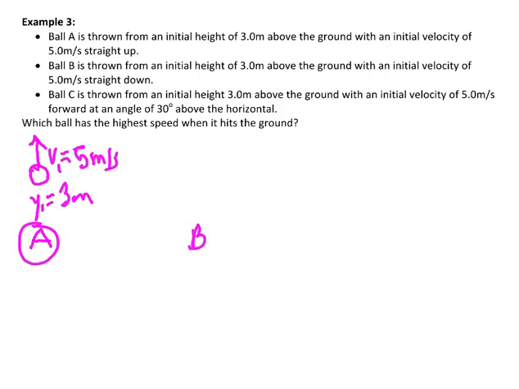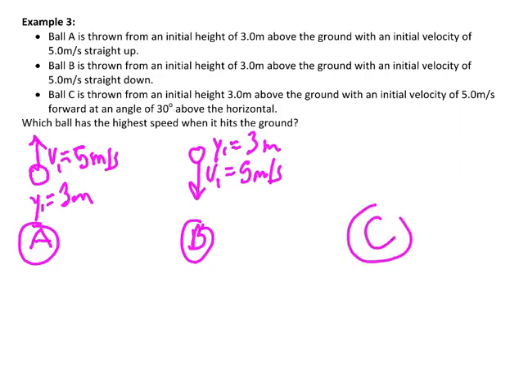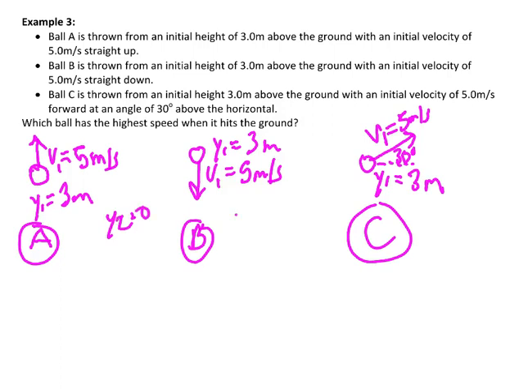Situation B looks like this. You have a ball being thrown straight down, v1 of 5 meters per second, and a y1 of 3 meters off the ground. Or option C, you have a ball being thrown at an angle here, 30 degrees. The v1 is 5 meters per second, and the y1 is 3 meters. And all of these are going to hit the ground. So that means for all of them, the y2 is going to be 0.